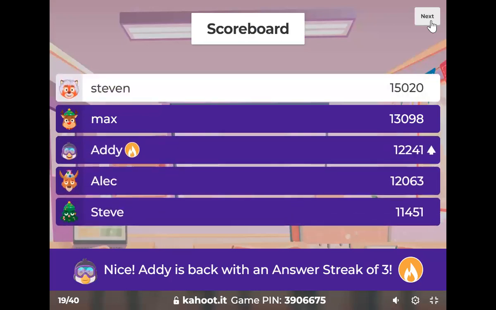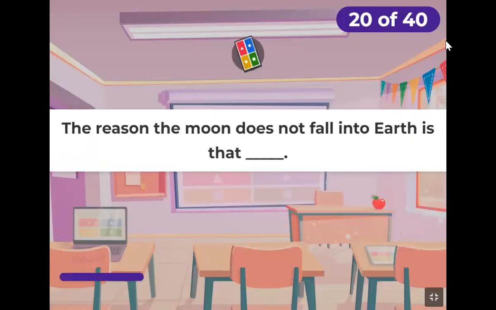Got Steve, Alec, Addie moving up on fire. Max and Steven in the lead.